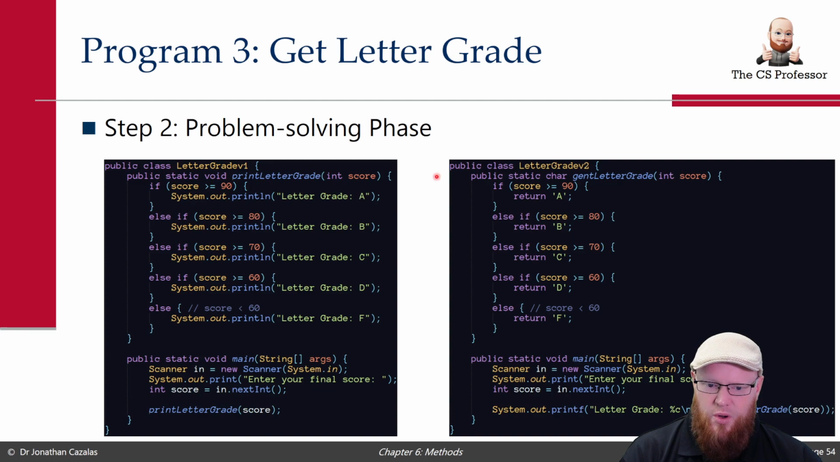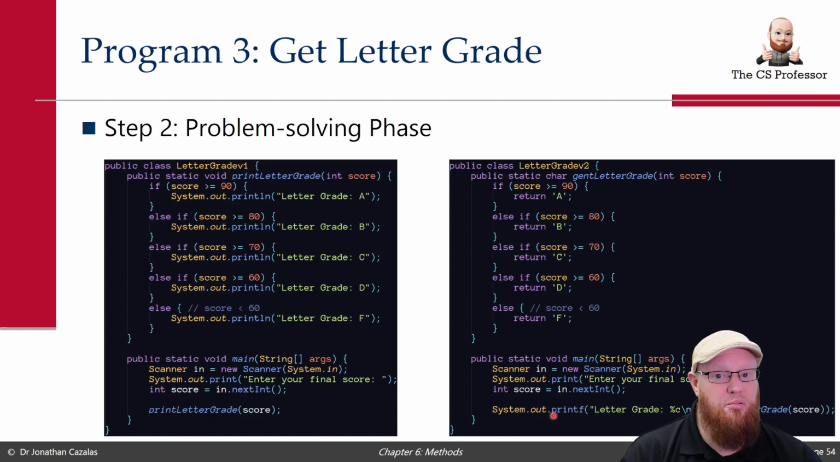So the difference is instead of void, we have char. Instead of printing, we're saying return A. Instead of printing, return B, or return C, or return D, or instead of printing the letter grade as F, return F. All of the first three lines are the same, but now instead of just calling the function, print letter grade, and we send over the score, and we print within the method, now over here in Java, on this new program, we want to get letter grade that I apparently misspelled. I call it gent letter grade, which is fantastic. We call this method get letter grade.